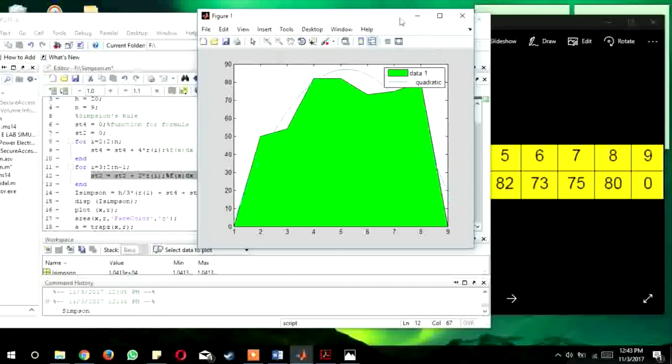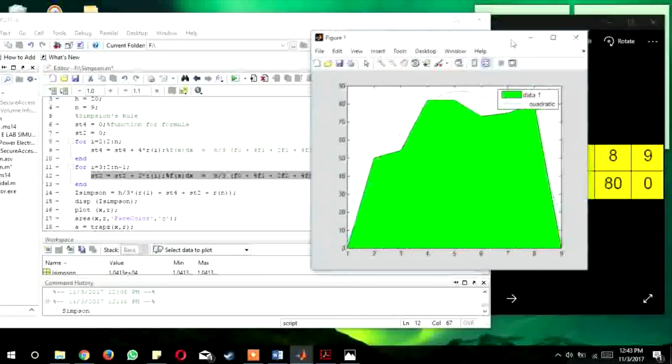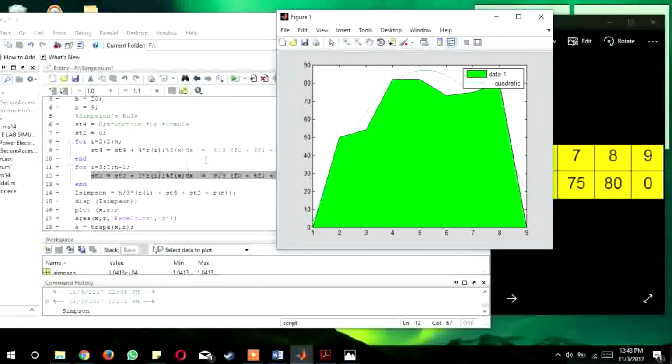This graph will display when we run this program. The shaded region shows the area that Simpson's rule calculated, and the unshaded region is the error that happened in the calculation.